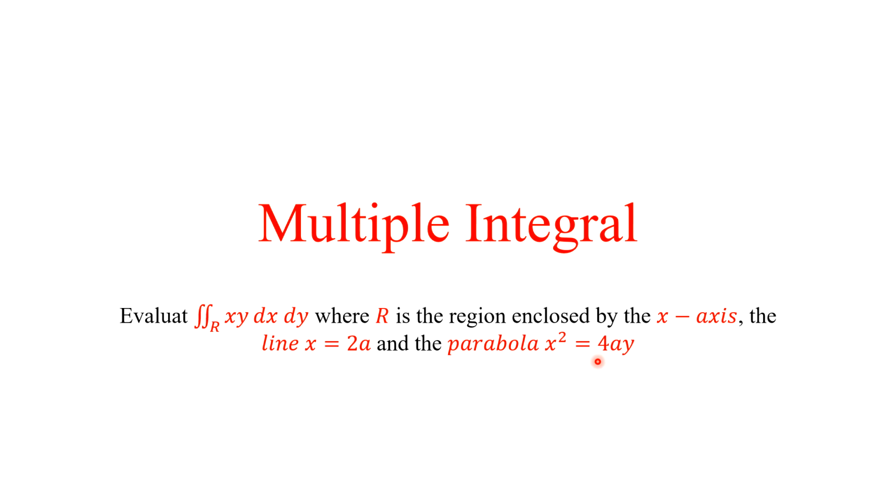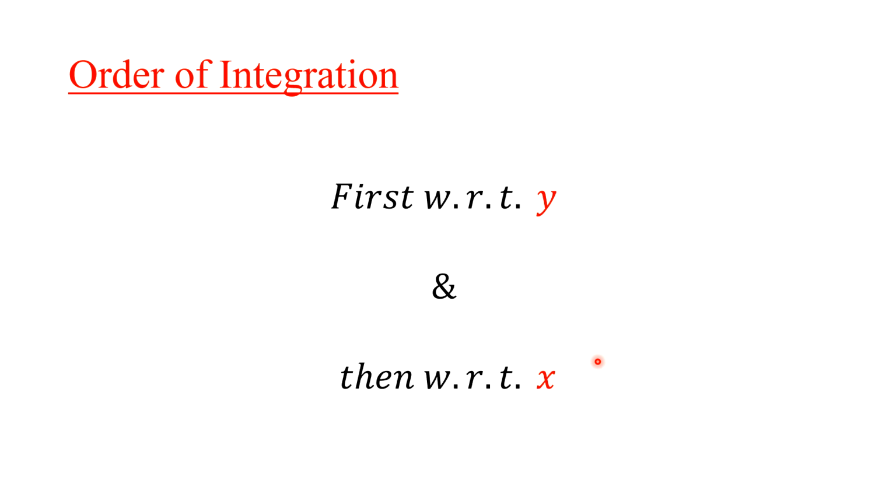So here limits of the region are not provided. Instead the region R is given. So we will solve this example by two different orders of integration. First we will integrate this with respect to y and then with respect to x. So this is the order of integration for the first part.